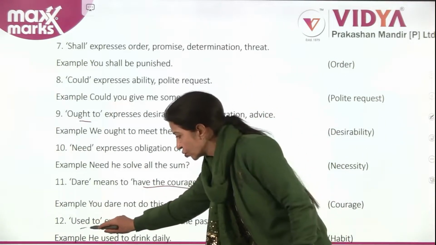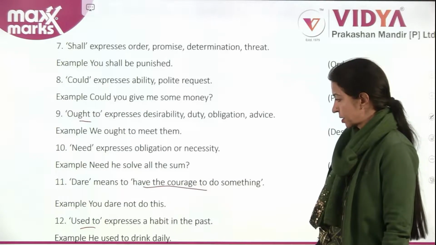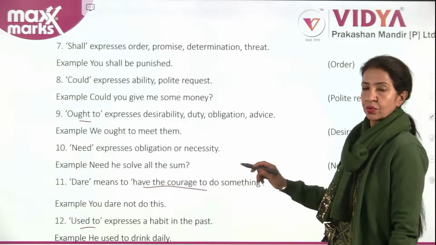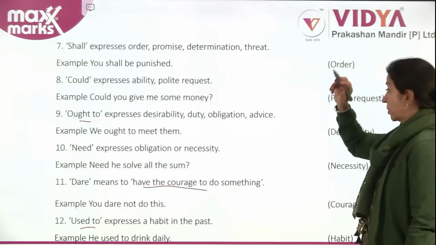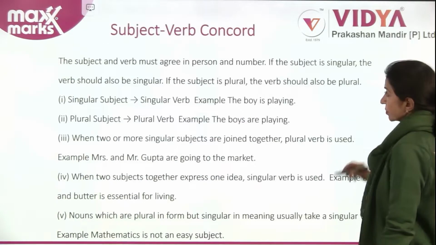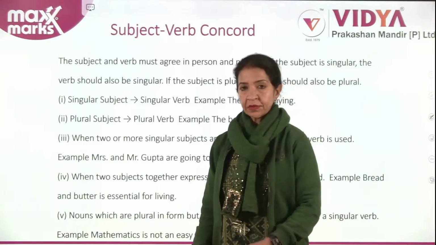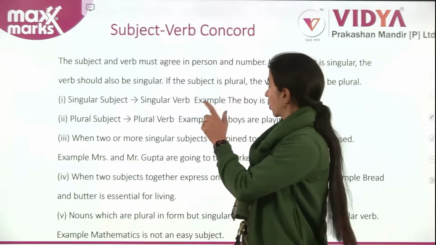Used to expresses a habit in the past. Example, he used to drink daily. We are talking about a habit in the past. Now, those were the modals. Next we move on to subject verb concord.